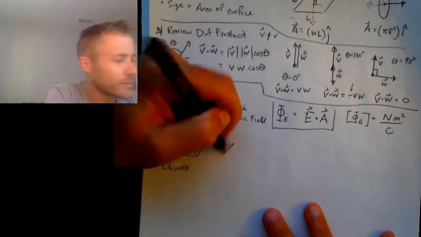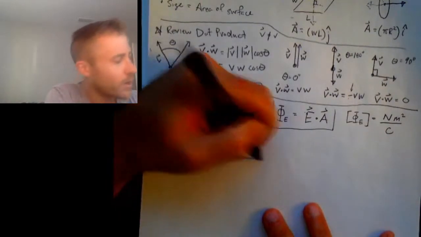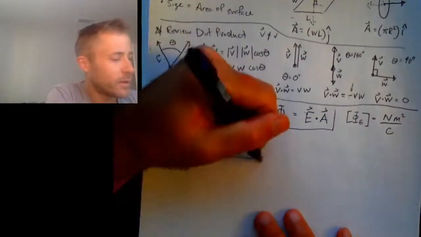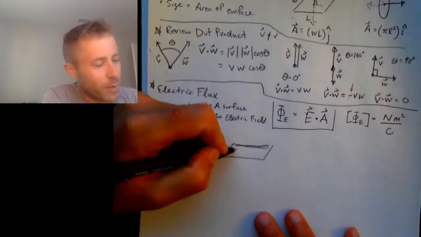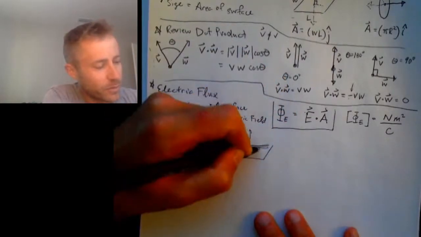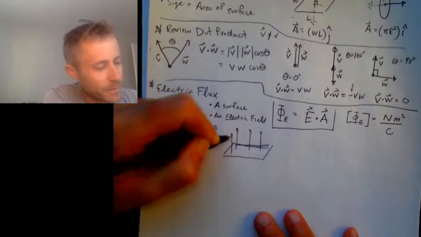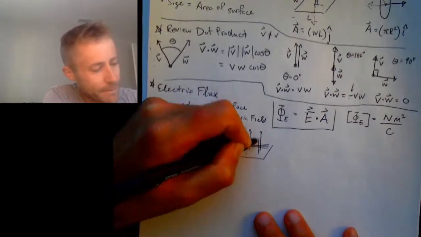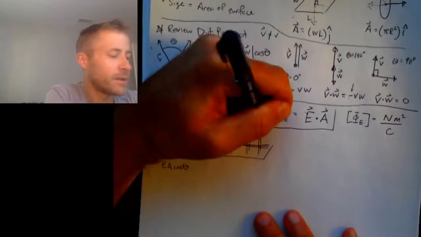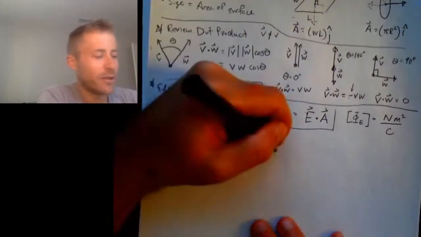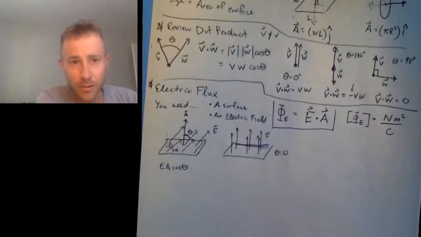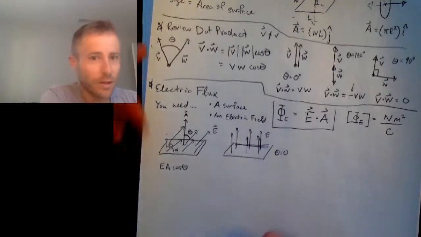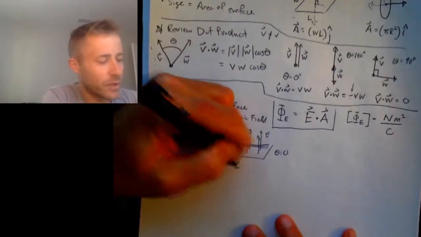In the case where you have an electric field that is pointed perpendicular to the surface, like this, okay? In this case, the angle is going to be 0, right? Because the electric field is perpendicular to the surface, and the area vector is also perpendicular to the surface. So you're going to get that the flux is just E times A.